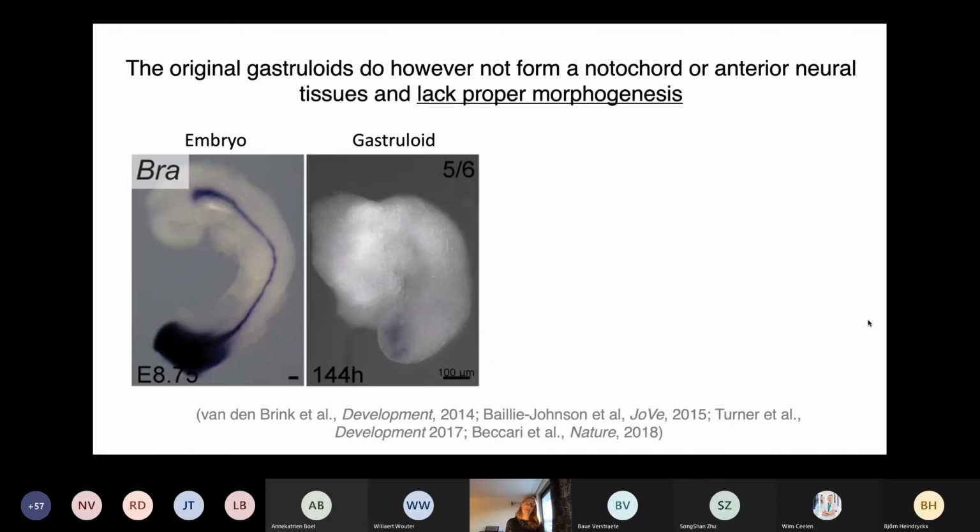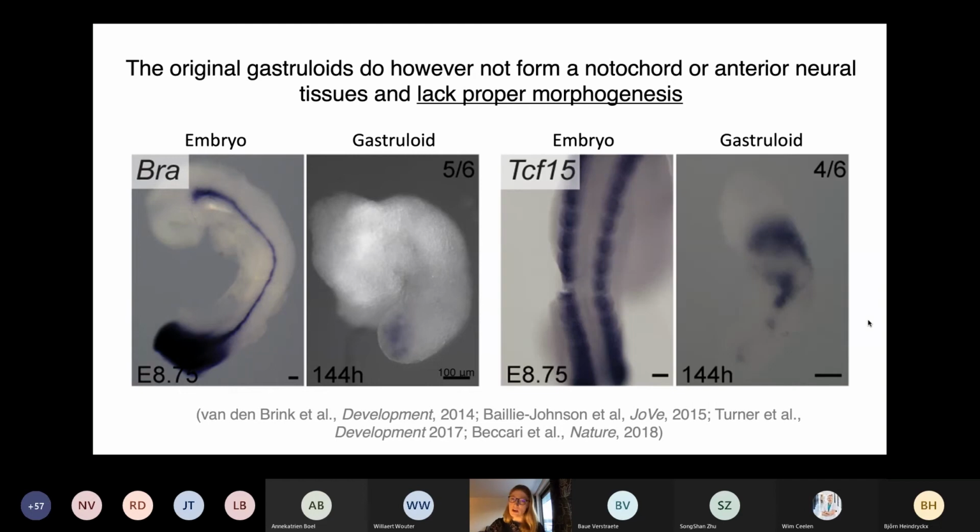This microscopy-based characterization, however, also revealed that gastruloids are not able to capture all aspects of mouse embryonic development. Gastruloids can, for example, not form a notochord, a mesodermal structure that runs along the midline of the embryo. And importantly, gastruloids generated with the original protocol that we developed in 2014 during my master's internship.